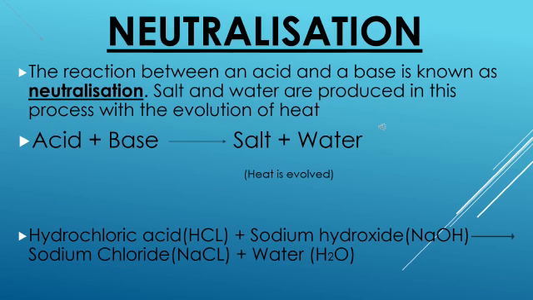So before that, let us see what is neutralization. Neutralization is nothing but the reaction between an acid and a base. Whatever reaction is happening between acid and base is said to be neutralization. And what is the product formed when there is a combination of acid with a base? Salt and water are produced in the process with the evolution of heat. So heat is going to evolve.